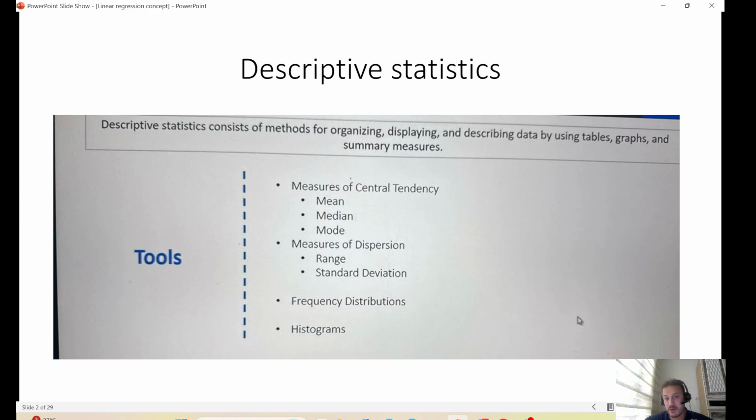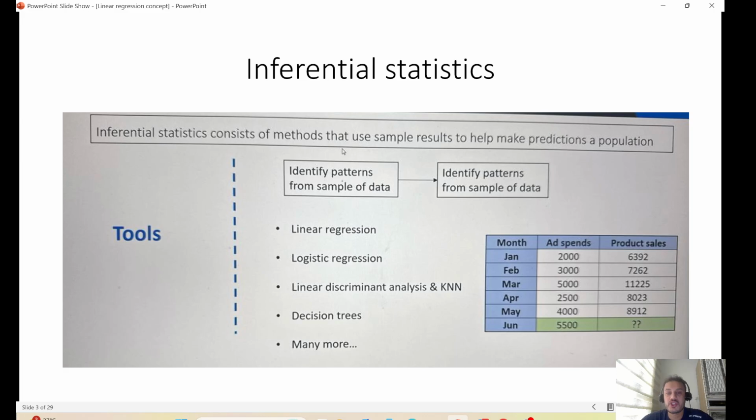So we have two types of statistics. Descriptive statistics, which is for organizing, displaying, and describing data by using tables, graphs, and summary measures. This is where we use the mean, median, mode, standard deviation. And we have inferential statistics, where we use the sample data to predict your new y. This is where we use linear regression, logistic regression, and all the models. So all these models are part of inferential statistics.